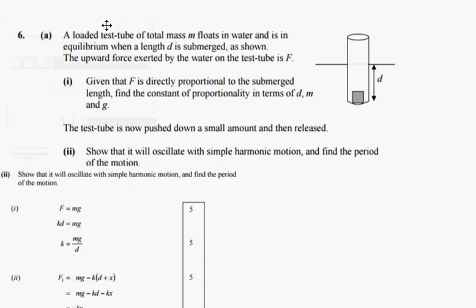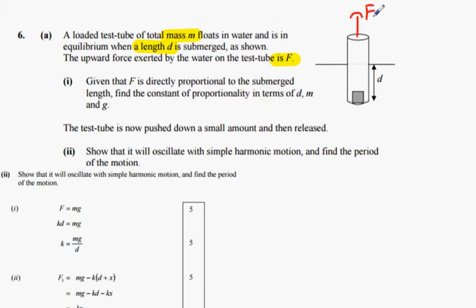So what we have here, guys, is a loaded test tube of total mass m. We're just looking for key parts here. Total mass being m, it floats in water and is in equilibrium when its length d is submerged. As shown, the upward force exerted by the water on the test tube is F. Probably just need to draw in F there.